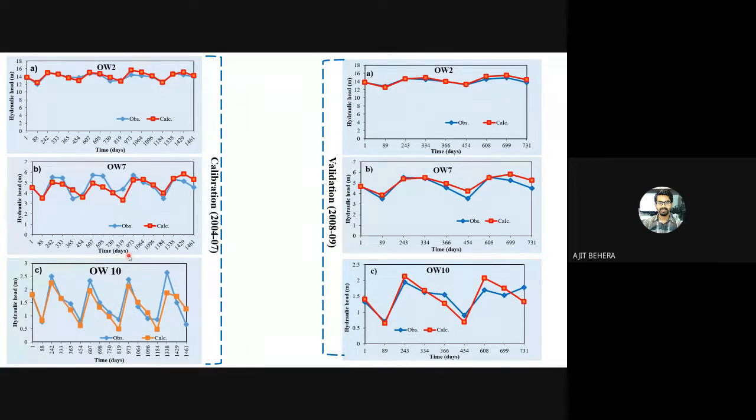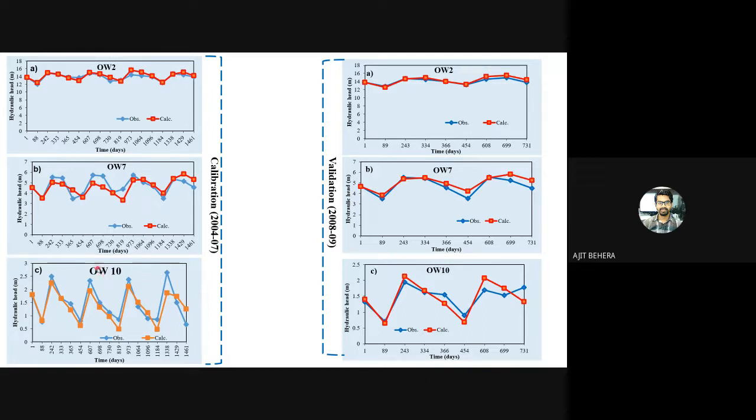So after this, we try to see the different observation wells. What is the hydraulic head condition in different observation wells? Here we have taken 2004, 5, 6, 7, so 4 years of data. In this data, we found the hydraulic head of individual observation wells: observation well 2, observation well 7, and observation well 10. We have 11 observation wells, but here I have taken only 3 based on the location.